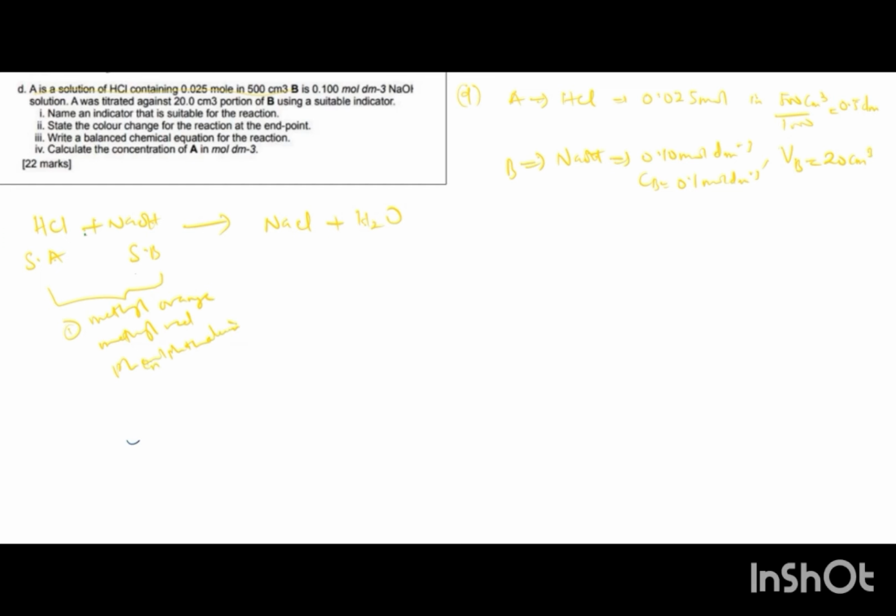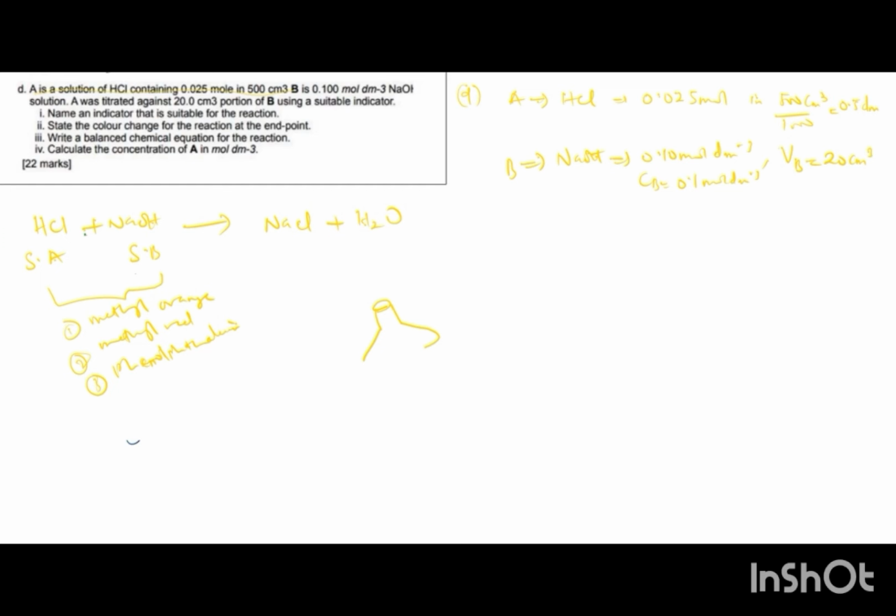Then the last one is to calculate the concentration of A in mole per dm cubed. But we have already seen the balanced equation. The first thing was that we wrote out the equation and indicated the indicator, Roman figure 1, then the color change, Roman figure 2, which is to state the color change for the endpoint. I've already done that. State the indicator suitable.